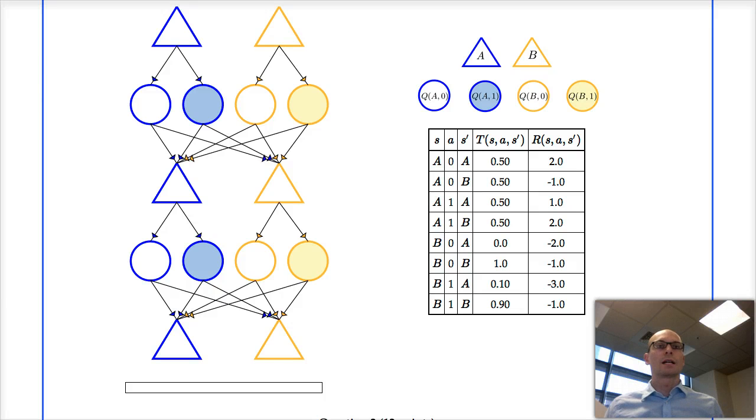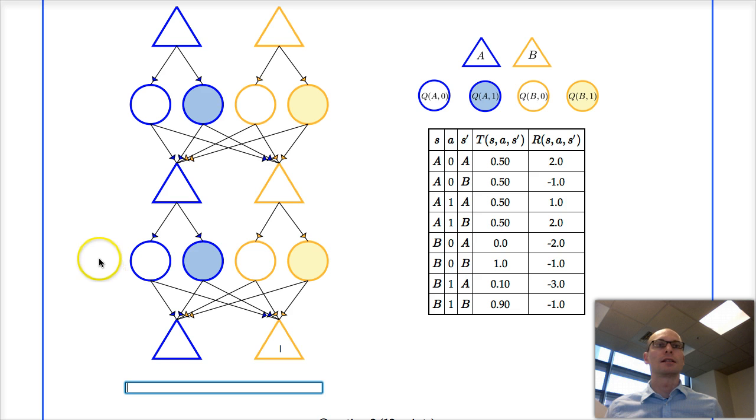Okay, let's step through the computation that happens in value iteration. So what we have here is an MDP with two states, A and B. In each state there are two actions, action 0 and 1. We see here at the bottom are the final states, A and B, when there are 0 time steps left.